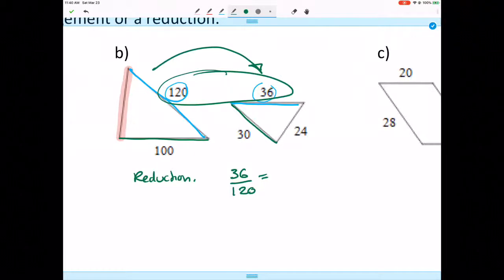All right, not 360, 36 divided by 120. That gives us 3/10. All right? And that would be our scale factor.